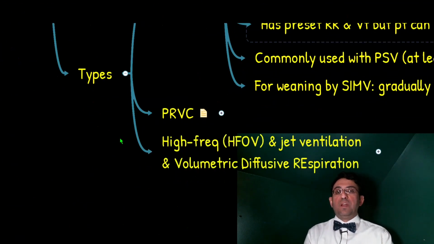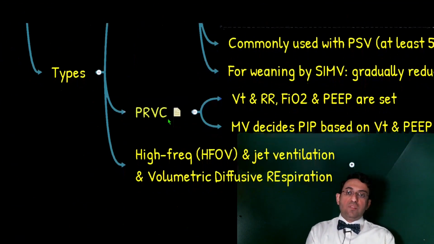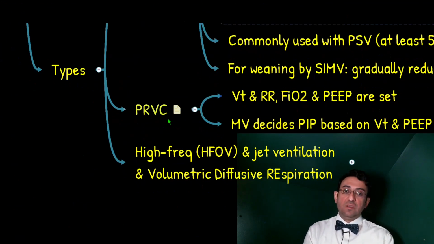PRVC stands for pressure regulated volume control. And if you are asked which one of these modes control all factors and patient almost has no contribution, that is PRVC. Tidal volume, respiratory rate, FiO2 and PEEP are all set by the machine.